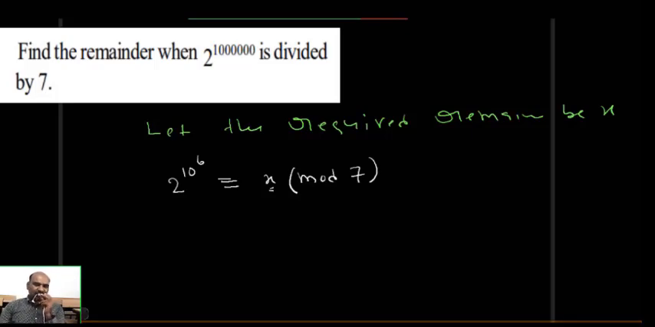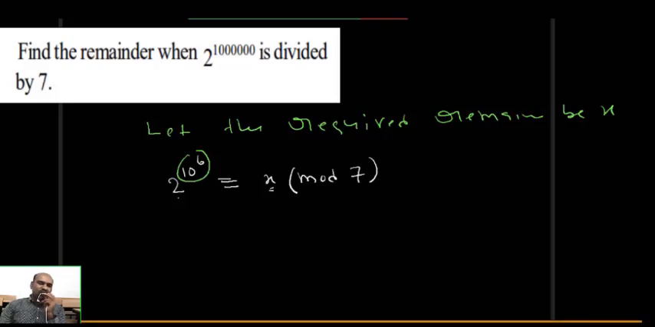How to find X? Try to do it. We have a logical sequence. Try to find a power of 2. Actually, the power of 2 here, 10 power 6, is a bigger one. Try to find a smaller power of 2 that is nearer to 7, meaning if that number is divided by 7 it leaves remainder 1 or 2, like that. For example, 2 is congruent to 2 modulo 7.